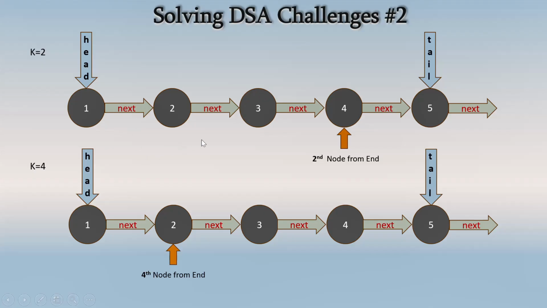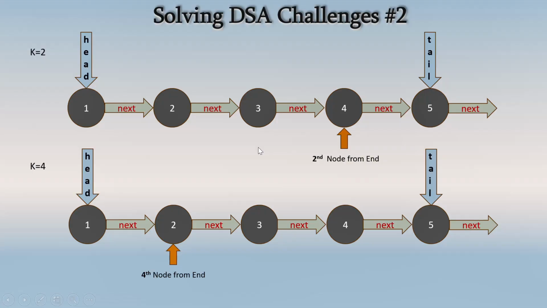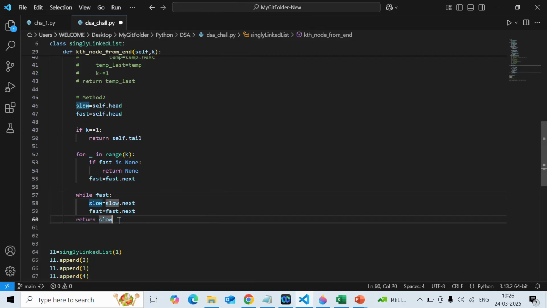And once we have set the value of the fast pointer, we will run this while loop till the fast pointer reaches the end. So before running the while loop, the slow pointer was pointing to the first node and the fast pointer was pointing to the third node if the value of k was 2. And then we run this while loop till the fast pointer reaches the last node. Okay. So at the end of the while loop, when the fast pointer is pointing to the last node, the slow pointer, which was 2 nodes behind the fast node, will ultimately point to the third last node from the end. Okay. So this is the approach.